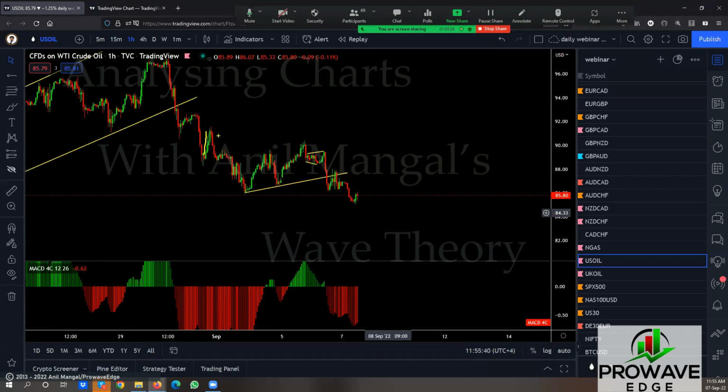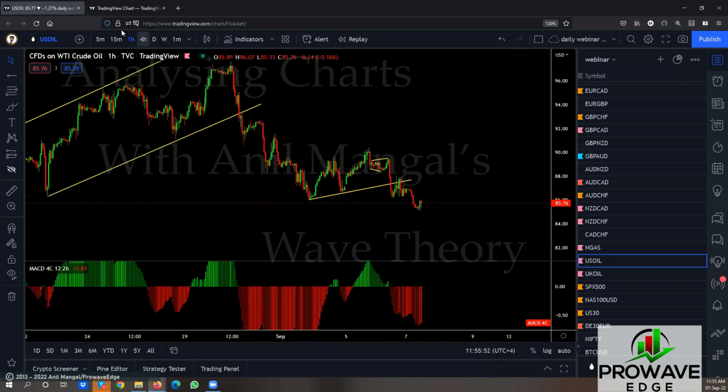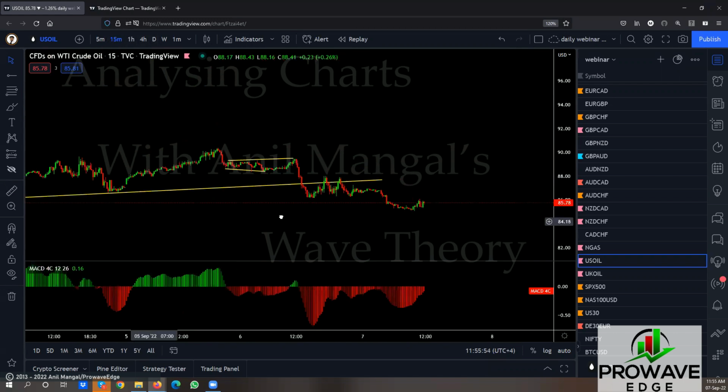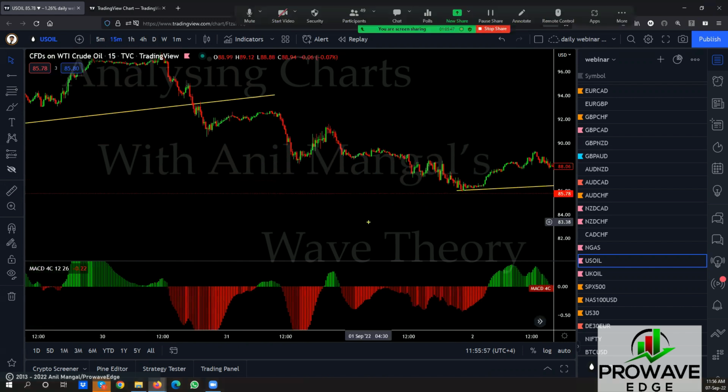When you see something look like this, they're actually lower degree corrections. So you can go here and do this. See that? That's a lower degree corrective structure. See how it is? But it's a lower degree one. So I will ignore them. Ignore the single sharp moves because it is a lower degree correction within the impulse. You will find a few of that every now and then.